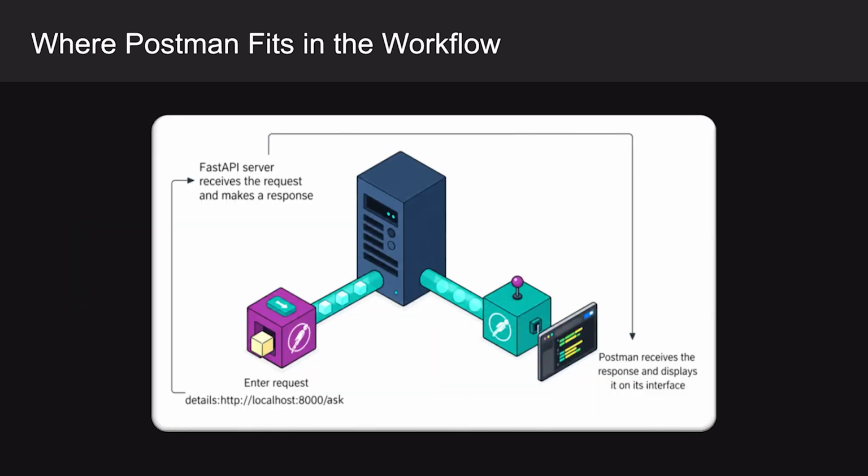This is exactly what Postman does mechanically. You enter your request in Postman targeting localhost:8000/ask. It travels to the FastAPI server. The server receives it, processes it, builds the response. That response comes back to Postman and you see it on screen. 200 OK with Karan's answer in the body. The whole thing takes 2 seconds.